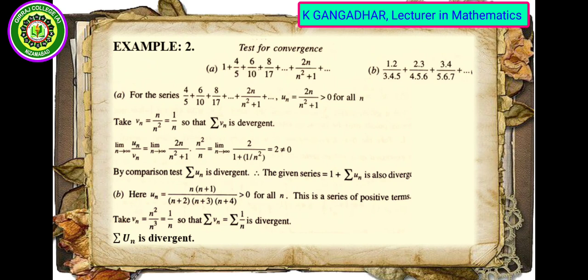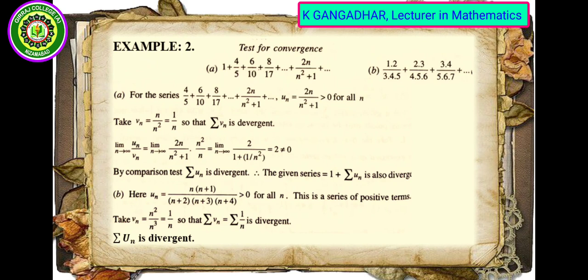Next, odd terms 1, 3, 5, 7 and so on. These values are odd terms, and we know 2n minus 1 is the odd term. So 1, 3, 5, 7 and so on, last term is 2n minus 1. Suppose the terms 3, 5, 7 and so on are there; the last term is 2n plus 1.